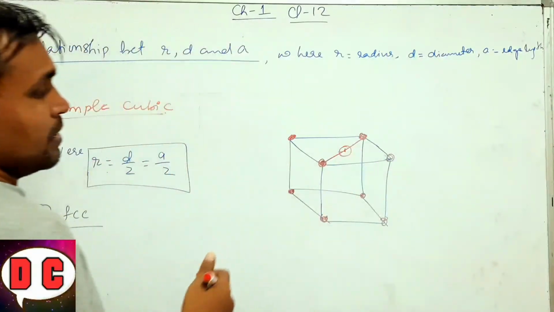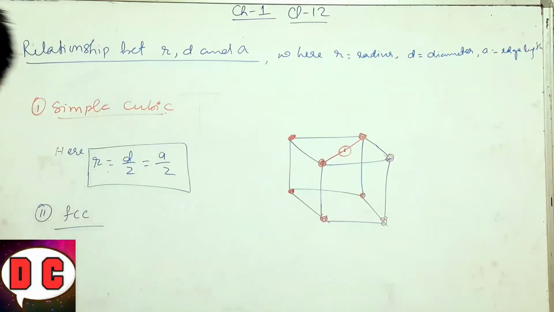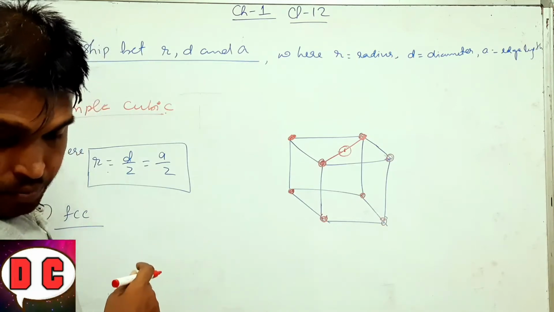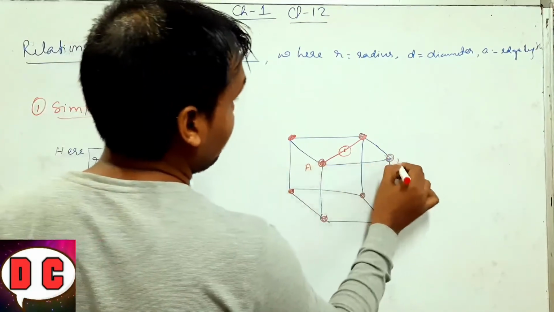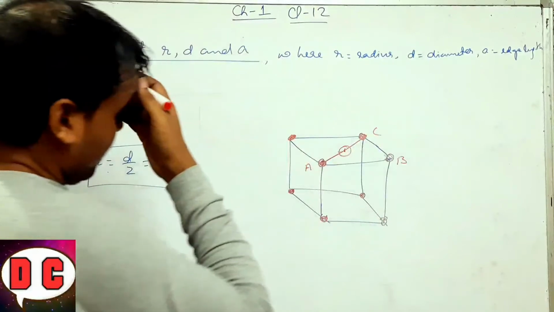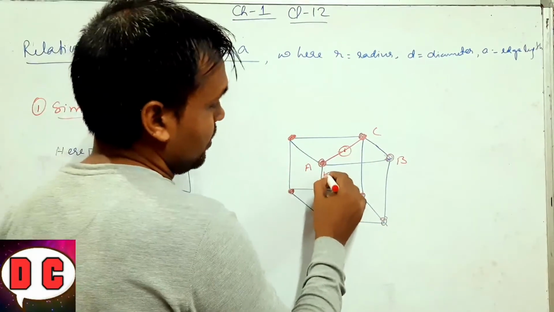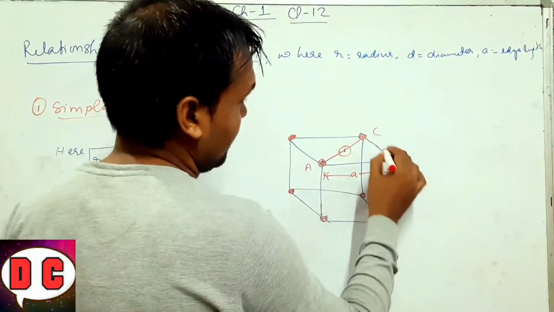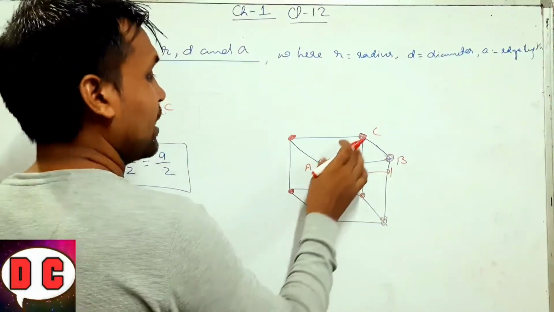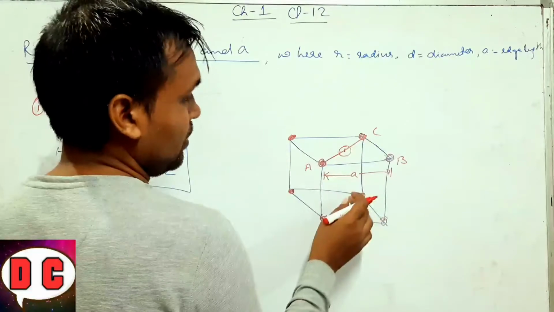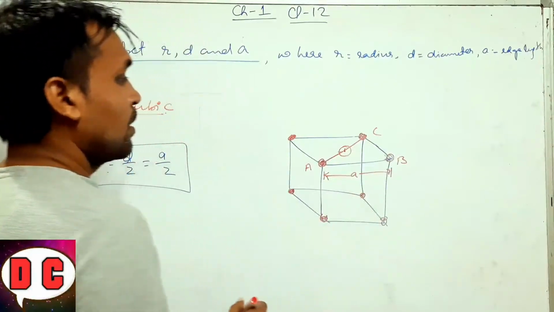Got it? So they are touching each other, and let us name this triangle ABC. So we know the edge length. This is the edge, so it will be a. Got it? And this is the diagonal. Got it?